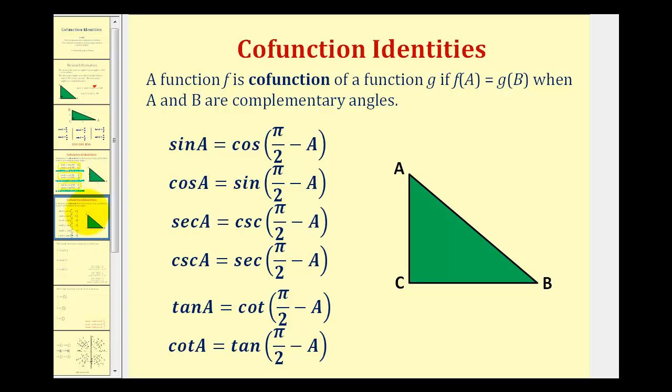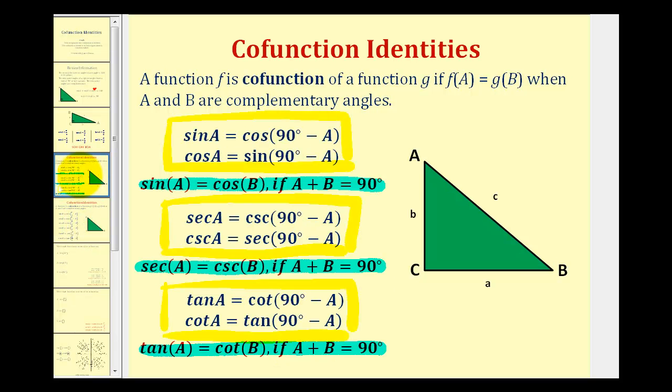But let's go back and take a look at why these identities make sense. If we take a look at this green right triangle here, let's go ahead and just assume the measure of angle A is 50 degrees. Well, we should recognize that angle A and angle B are complementary, meaning they'd have a sum of 90 degrees. Therefore, the measure of angle B must be 40 degrees.